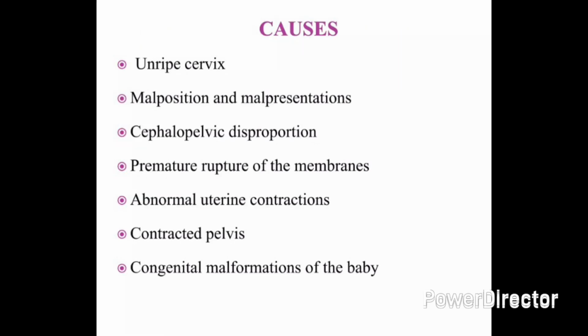Next, coming to the causes of prolonged labor. First, an unripe cervix, meaning an uneffaced cervix, and malposition and malpresentations, meaning occipito-posterior position and breech presentations. Also cephalopelvic disproportion, premature rupture of the membranes, meaning early rupture of the membranes, abnormal uterine contractions, contracted pelvis, and congenital malformations of the baby. These are the causes of prolonged labor, and in the next slide we will discuss them in detail.